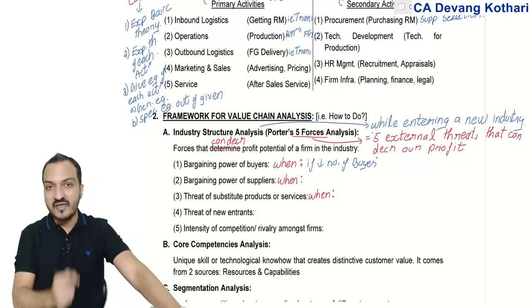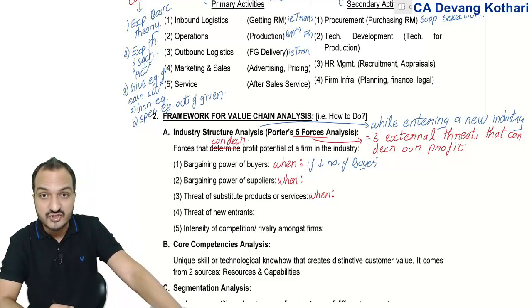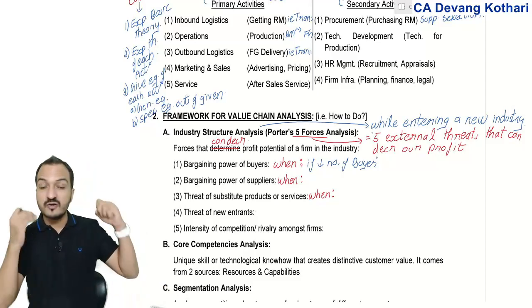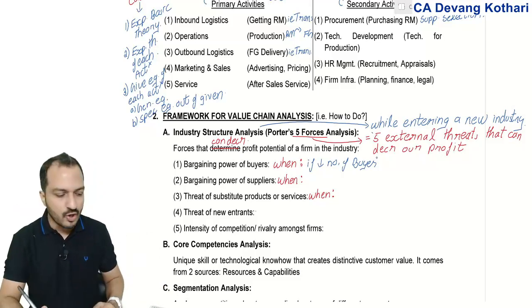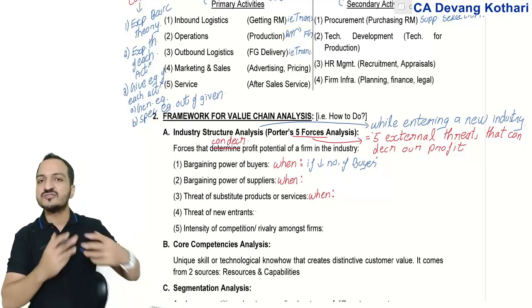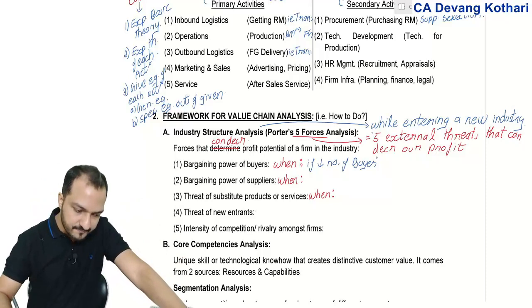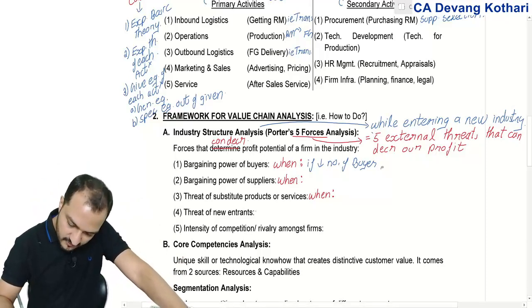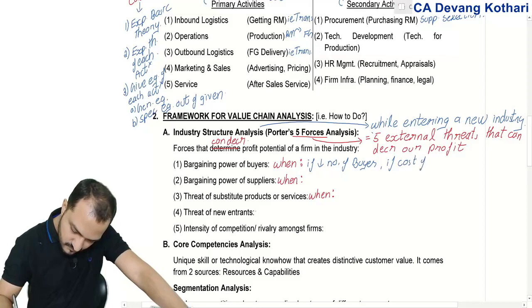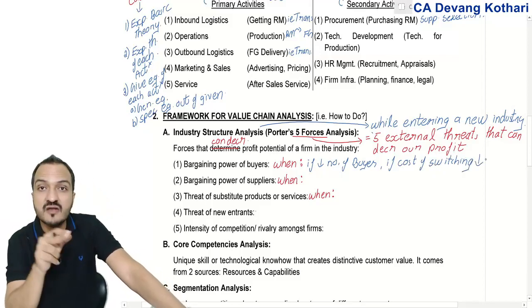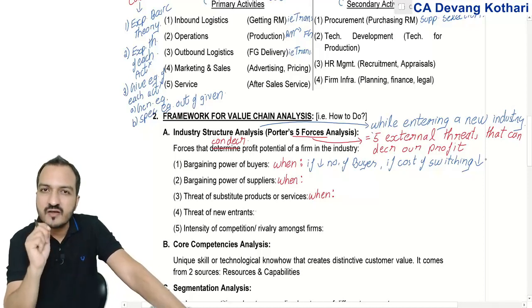It is like the buyer is having a monopoly. Generally the seller has a monopoly, but here maybe the buyers are having a monopoly. There are very few buyers and a large number of suppliers, then the buyer will have more bargaining power, right? Or if the cost of switching is less, then again the buyer will have more bargaining power.